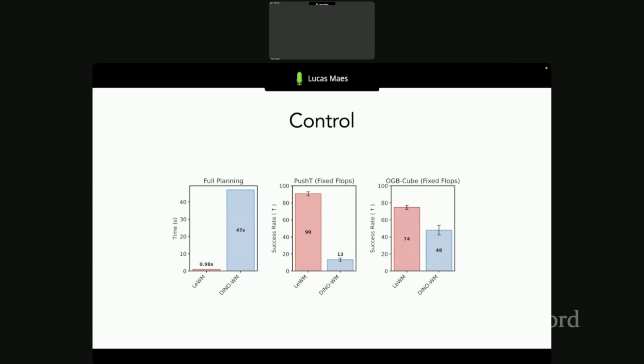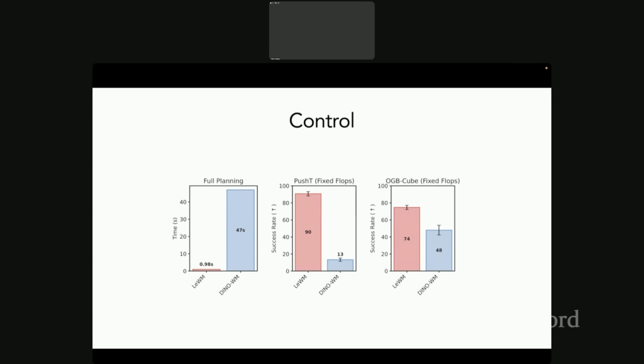But the most interesting part, why it's very nice, is when you look at the planning time. For DINO-WM, we heavily optimized it to try to be as fast as possible. The fastest we could go for doing the full planning is 47 seconds. The reason for that is that your predictor takes all the patches, and you need to predict all the patches. So it's quite slow because of the quadratic cost of attention to predict the future, right?